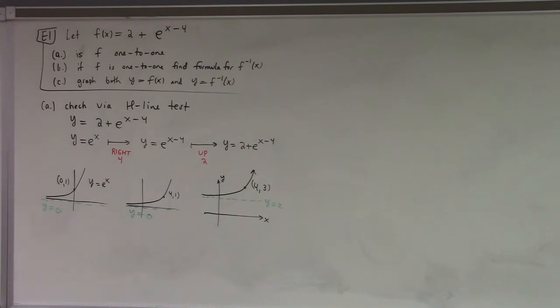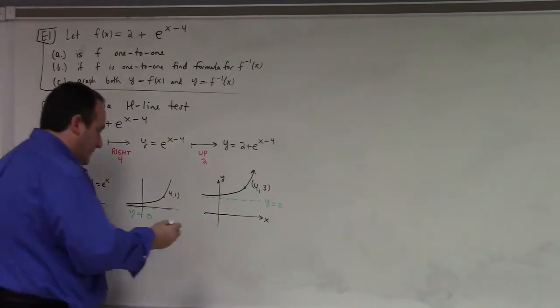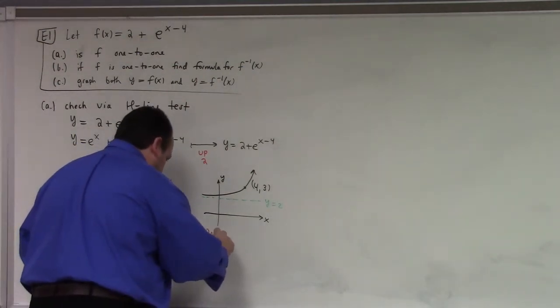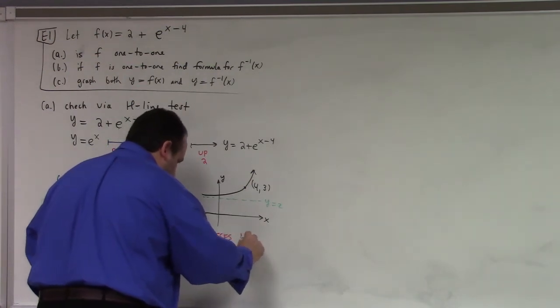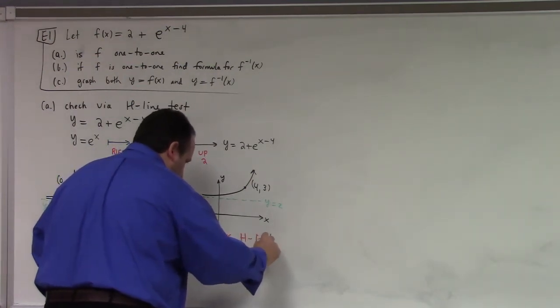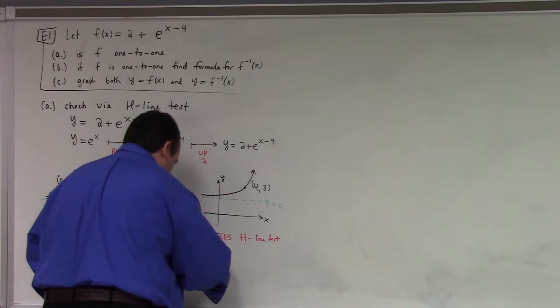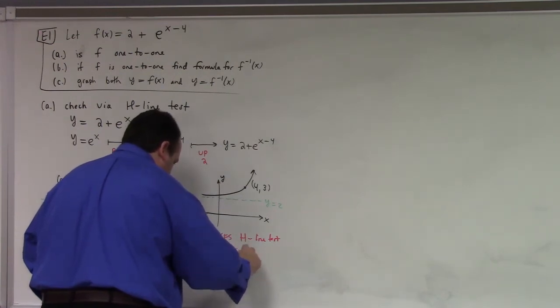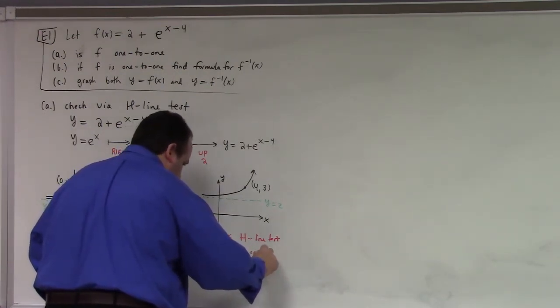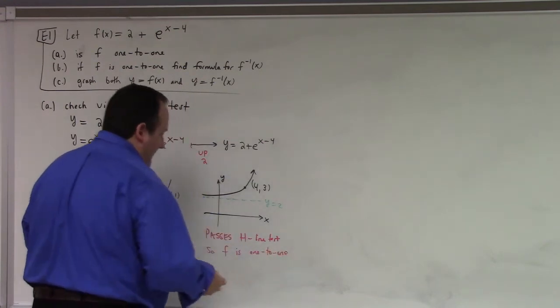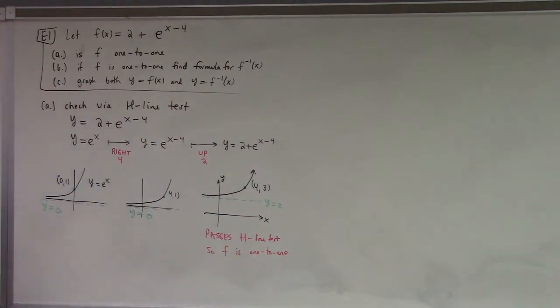Does that pass the horizontal line test? It does, right? So the answer to part A is yes, it's 1-to-1. It passes the horizontal line test. So f is 1-to-1. That's important because we can't find the inverse of the function unless it's 1-to-1, right?